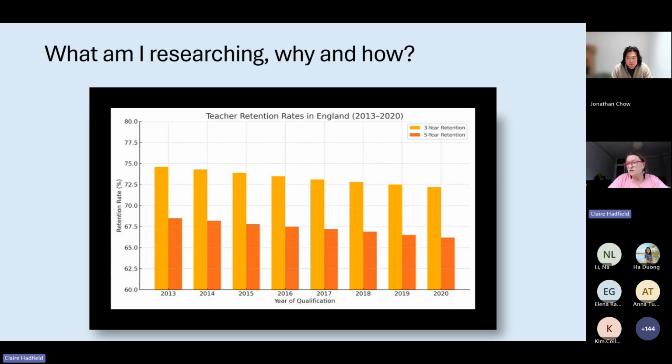And I'm researching this because, unless you've been living under a rock, you probably know that teacher recruitment and retention has been in crisis mode for quite a while, not just in England, which is where I'm focusing my research, but internationally. So I started my research, if you like, on the far side of this table. I started in September 2020. And you can see that the 3-year retention and the 5-year retention for teachers has been gradually becoming more and more into crisis mode over the last several years before I started my research. It hasn't massively improved since, but that's for later.